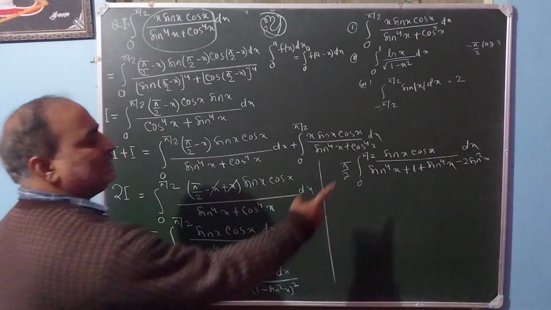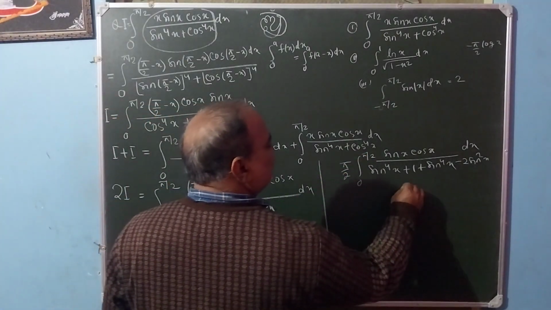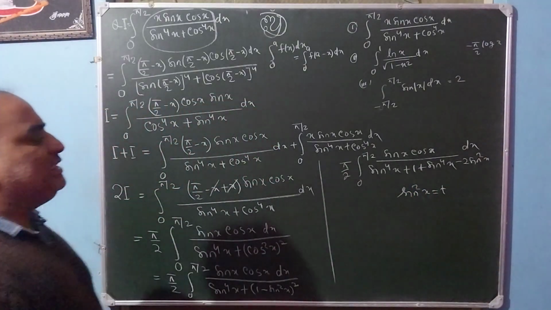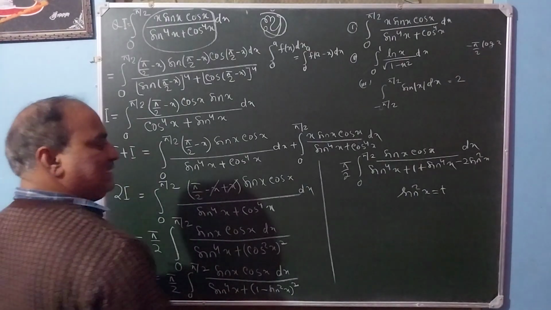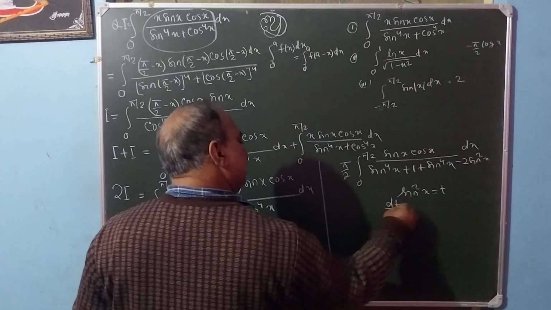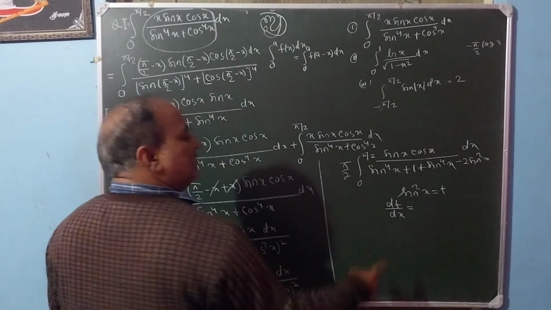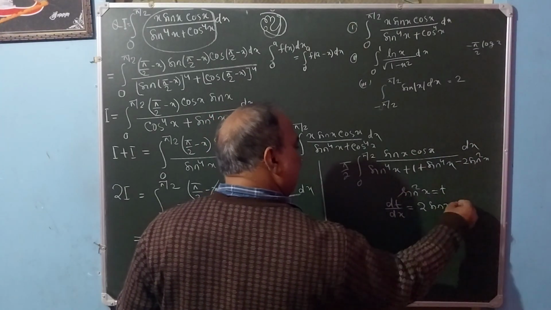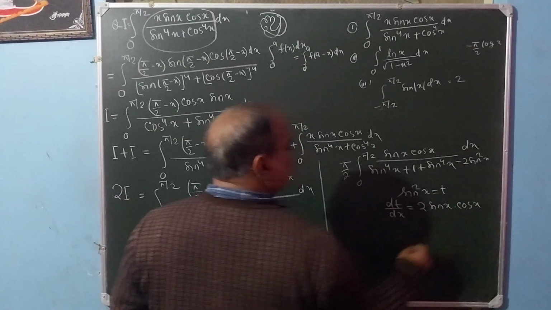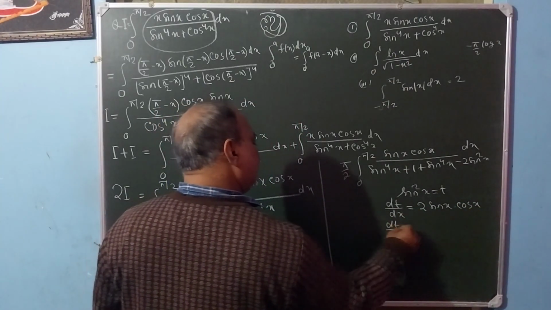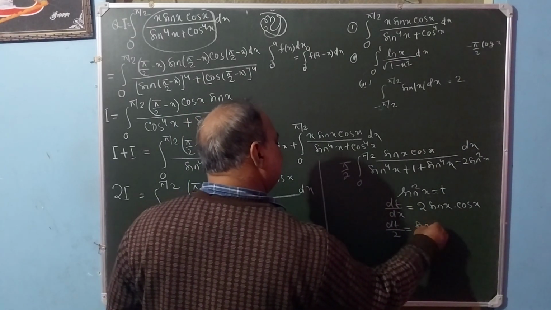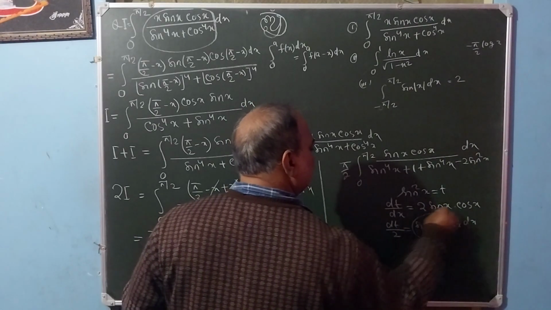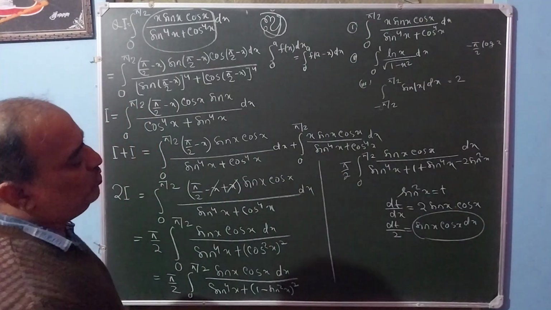Now let us take sin square x as t. Write down sin square x is equal to t. Once you take that, you have to differentiate on both sides with respect to x. So dt by dx, derivative of sin square x, 2 sin x into derivative of sin x, that is cos x. So dt by 2 is equal to sin x cos x dx.